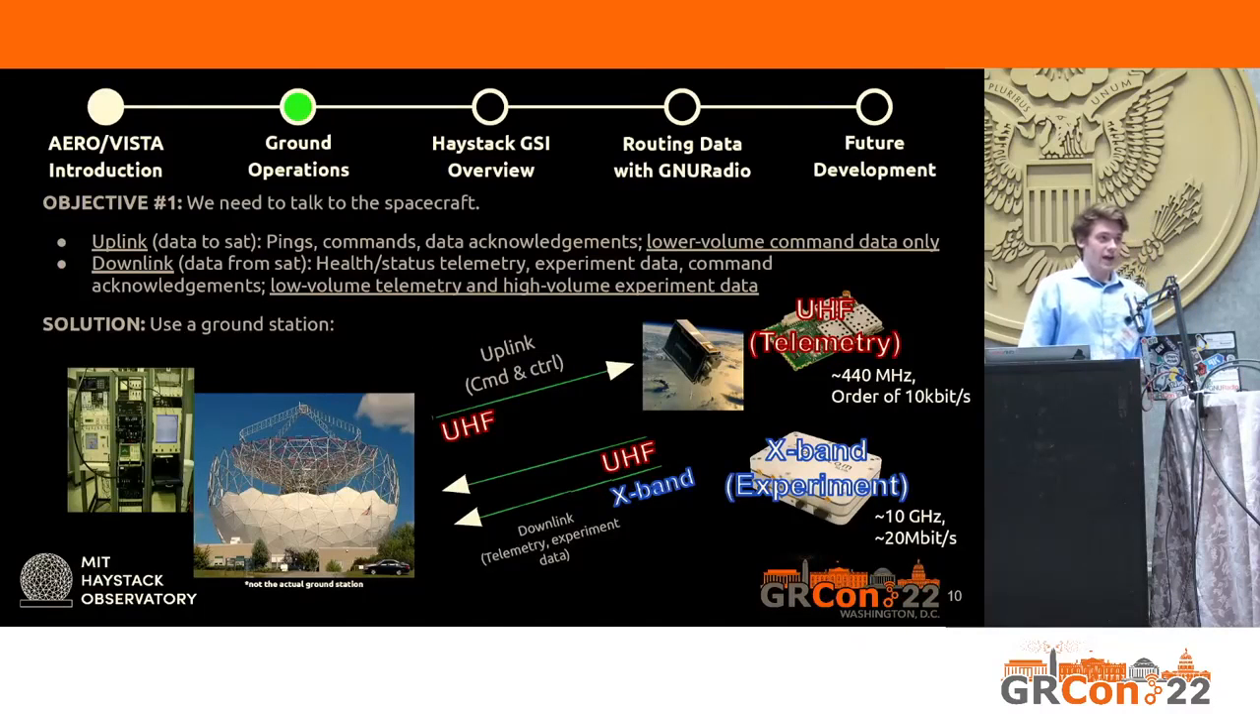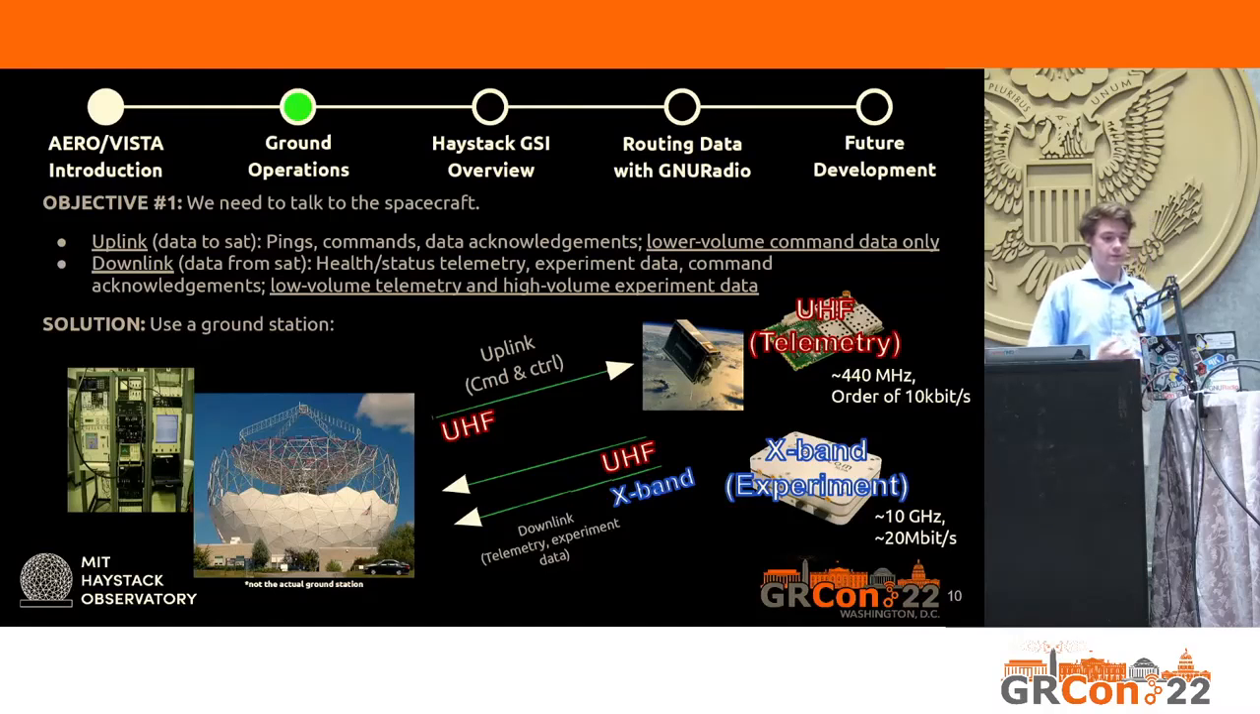So for any spacecraft mission, Arrow included, one of the most important tasks is ensuring that you can actually talk to the satellite. Because if you put it up there and you can't speak to it and it can't speak to you, then you've basically spent millions of dollars and thousands of man hours to put space junk in space, right? So we're going to use a ground station.